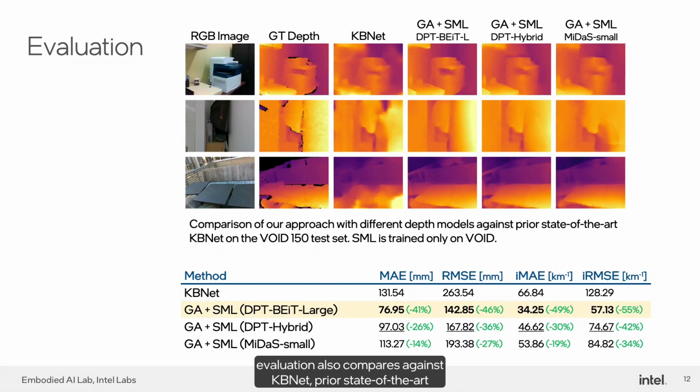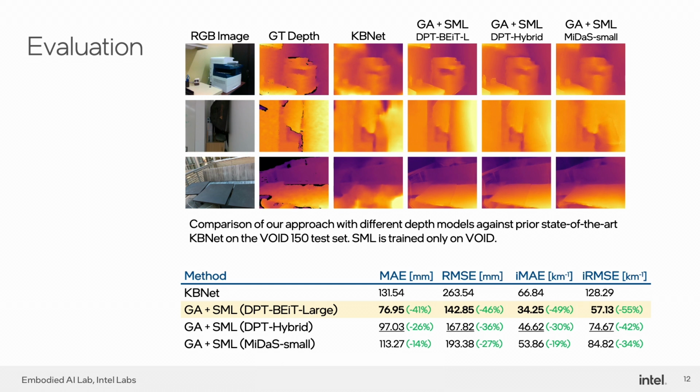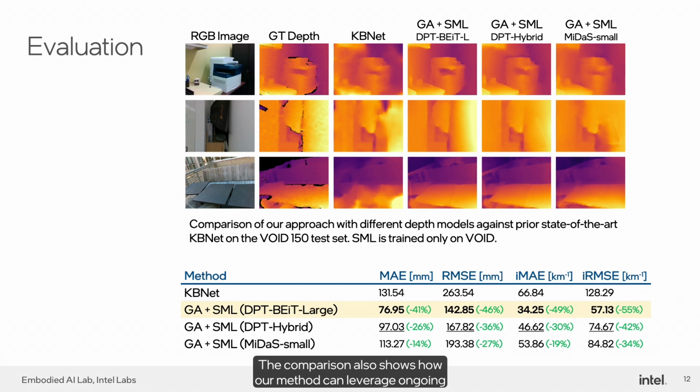Our evaluation also compares against KBNet, a prior state-of-the-art on the VOID dataset. We expand this comparison by integrating different monocular depth estimators into our pipeline, ranging from MiDaS small, that is lightweight and computationally efficient, to DPT BEiT Large, a more recent model that is more complex and robust. With all three depth estimators, our pipeline outperforms KBNet. The comparison also shows how our method can leverage ongoing advances in monocular depth models.